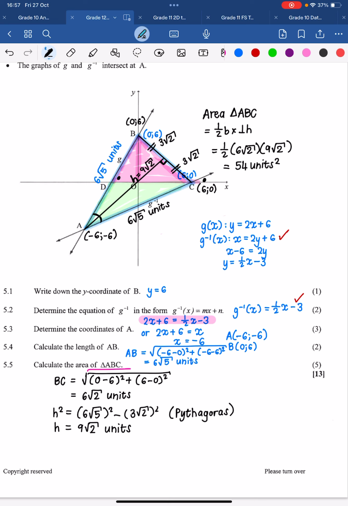There are other ways of doing it. I just wanted to remind you guys that this was also an option. All right, that if you have an isosceles triangle, you can construct a perpendicular height. So yeah, there are other ways.